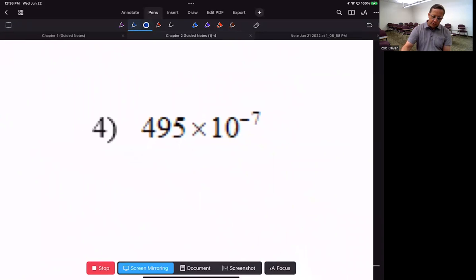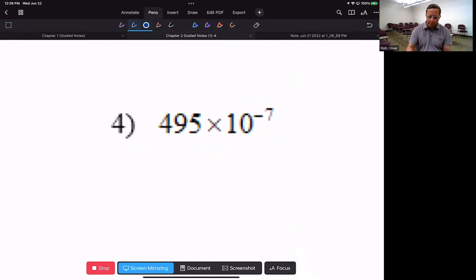All right, on number 4, this one has a negative exponent as well. And we're going to move the decimal over 7 places. Now here's the thing, if we move it over 3 places, it's right in front of the 4. So we just need 4 more places. So we might as well just add 4 zeros.